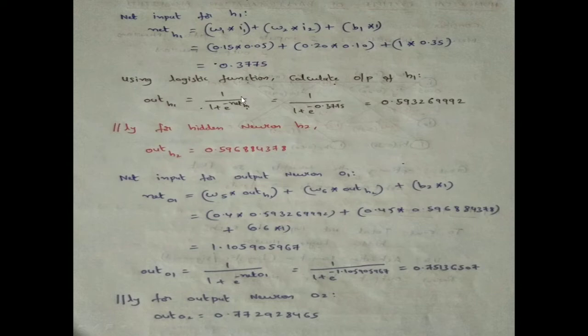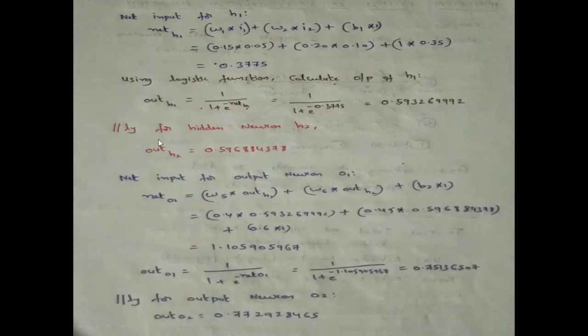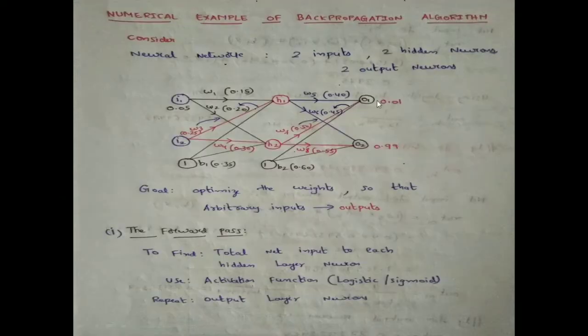So at this point we have found out the output value of this hidden neuron 1. Similarly we can also calculate the output value of this hidden neuron 2, and the output value of hidden neuron 2 is 0.5968884378.